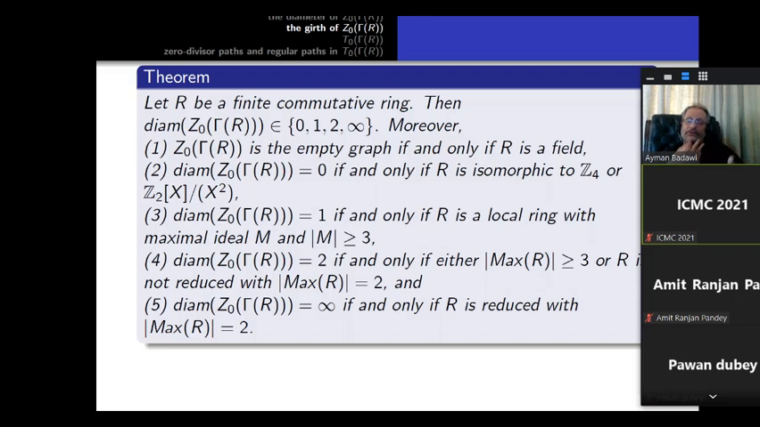Sorry to stop here, to tell you what we are doing. We are characterizing all rings where the diameter is 0 or 1 or 2 or infinity. So we started with 0, 1. Here is the result. What about 2? Here is the result. What about infinity? If and only if R is reduced and the number of maximal ideals is 2. So again, here is a connection between a ring structure and graph properties. And this is, I think, the key for our study when we study a graph from rings.